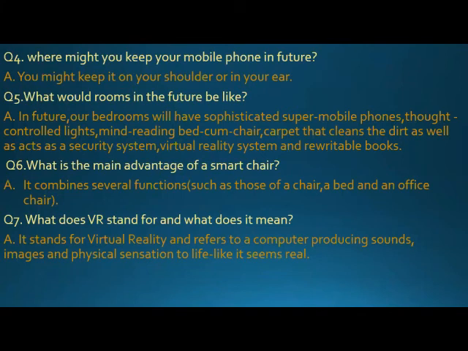Number 5 is, what would rooms in the future be like? The answer of question 5 is in future our bedrooms will have sophisticated super mobile phones that control lights, mind reading bathroom chair, carpet that cleans the door as well as acts as a security system, virtual reality system and readable books. Question number 6 is, what is the main advantage of a smart chair? It combines several functions such as those of a chair, a bed, and an office chair.